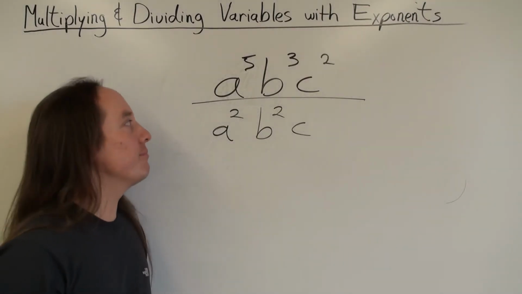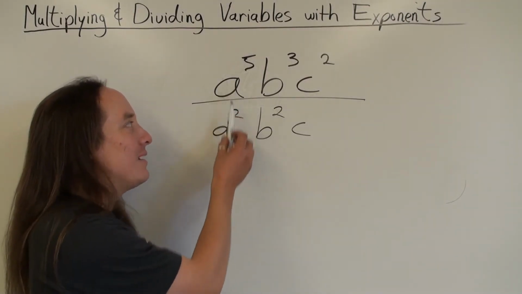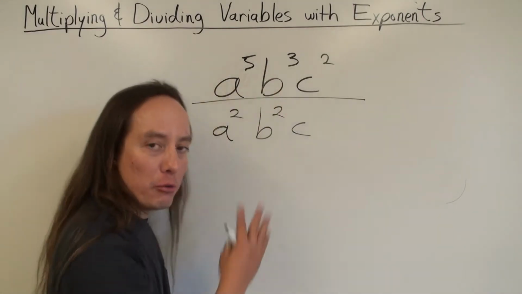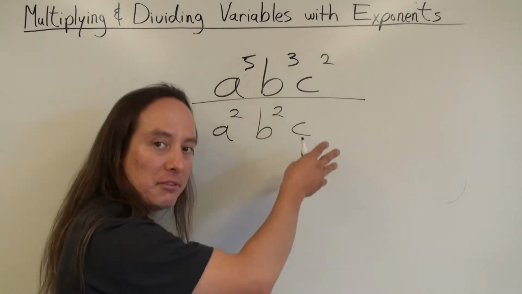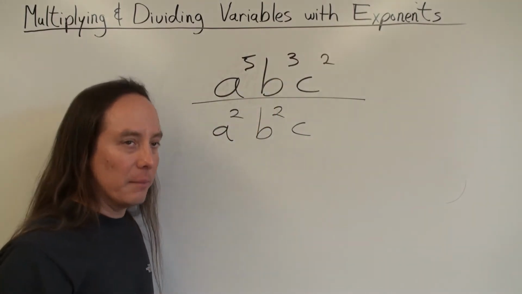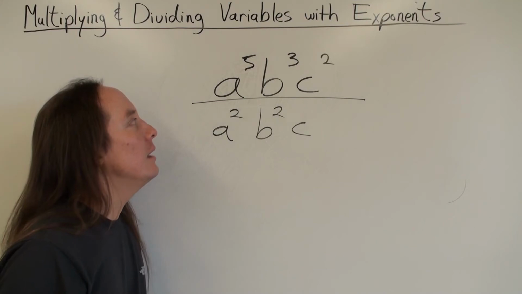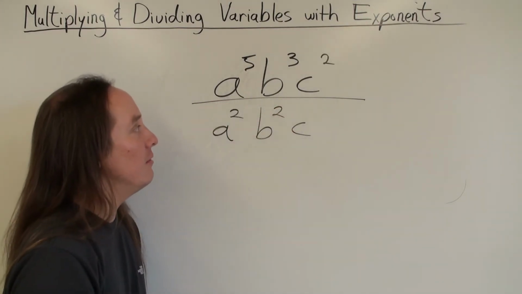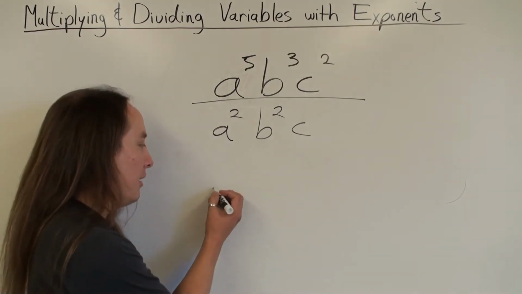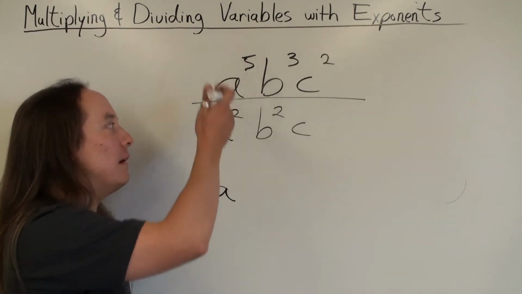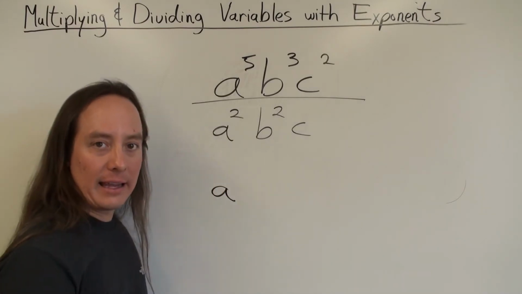Now remember, we divide the like terms, the ones that are both a, and we'll divide the ones that are just both b, and we'll divide the ones that are just both c. So they correspond to each other by being the same variable, the same letter, okay? But we're dividing, that's what the fraction bar means. Remember, fractions are divisions. So starting with a, how many a's do I have left after I divide a to the fifth by a to the second?